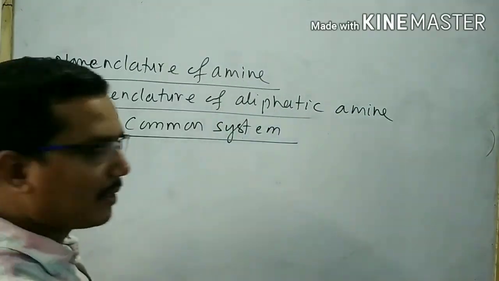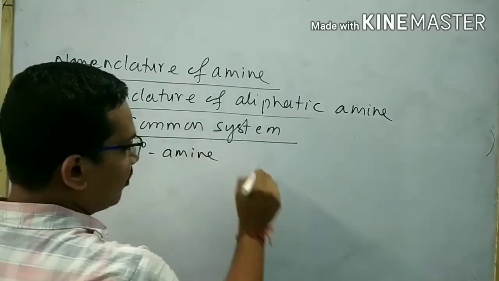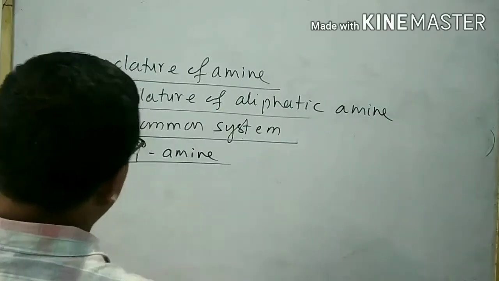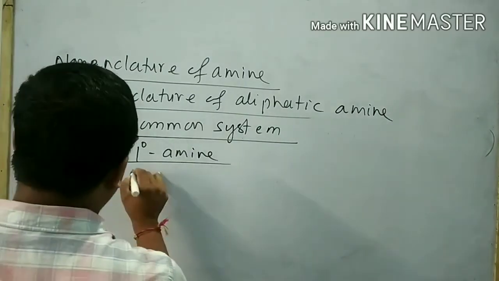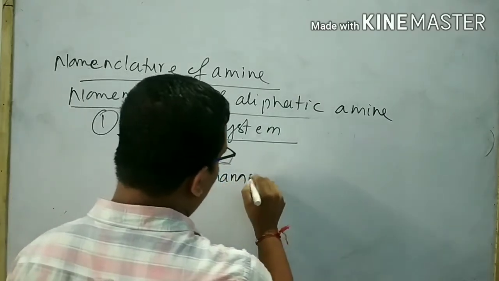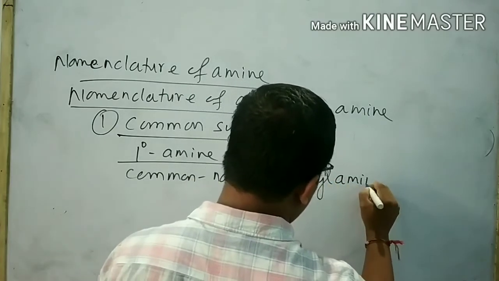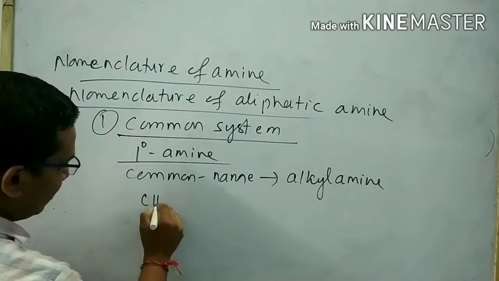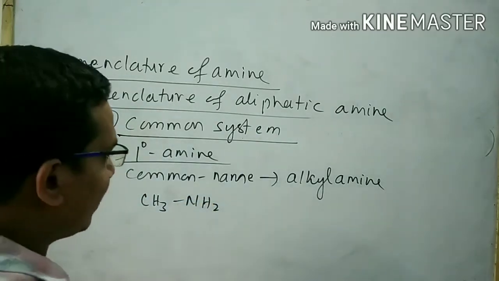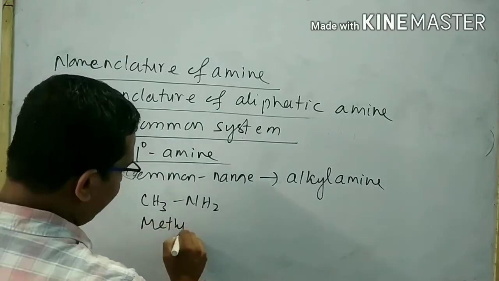There are three types of amine. One is primary amine. Second is secondary amine. Third is tertiary amine. At first, I will discuss the primary amine. The common name of primary amine is alkyl amine. Take example CH3 bond NH2. This is said to be primary amine. And the name of this amine is methyl amine.